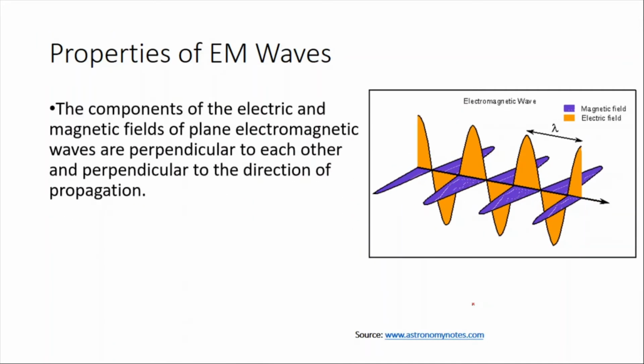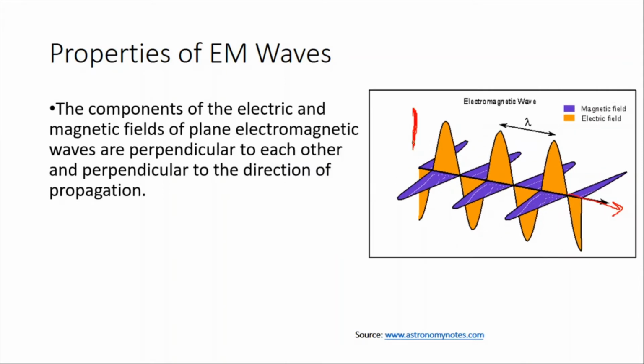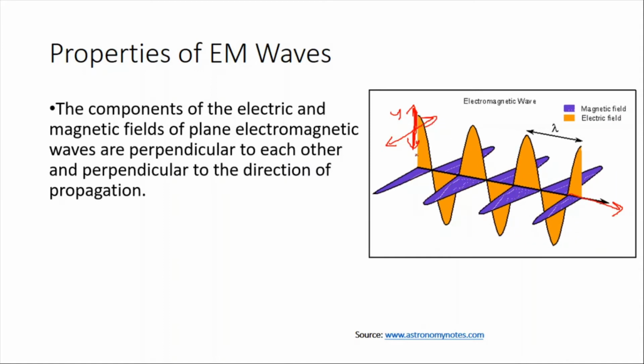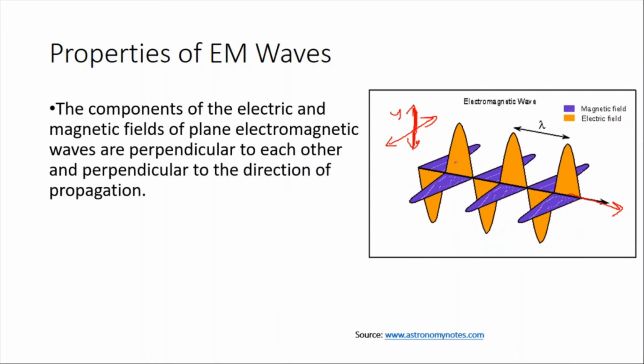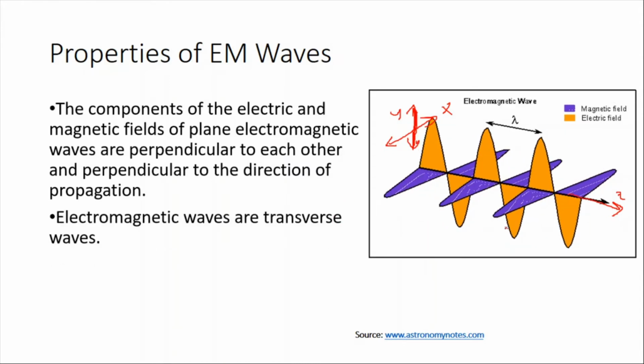Let's look at some other properties of electromagnetic waves. When the electromagnetic wave is propagating, this is the direction of propagation. This is the direction of change of the electric field, in the y direction, and there is the change of the magnetic field. The blue colors represent the change of the magnetic field, and as you see, they are perpendicular to each other. The change of electric field is in the y direction, the change of the magnetic field is in the x direction, and the propagation is in the z direction. Since the direction of propagation is perpendicular to the change of the electric and magnetic fields, it is a transverse wave.